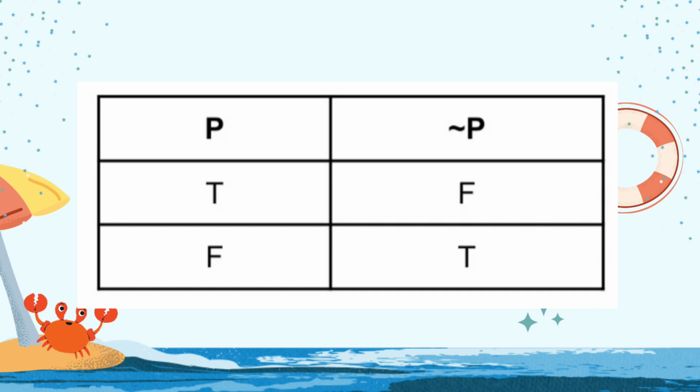This is the truth table of the negation of compound statements. Always remember to put brackets appropriately to avoid confusion. And since we saw the truth table for the negation, I will also show you the truth table for the logical constants.